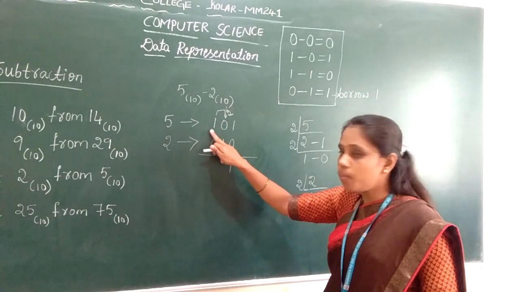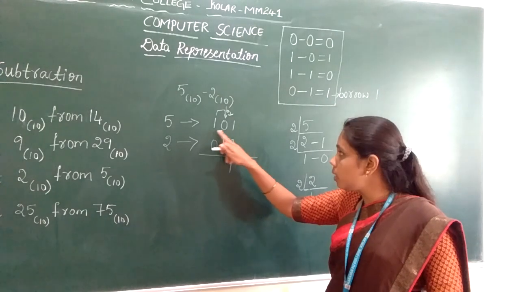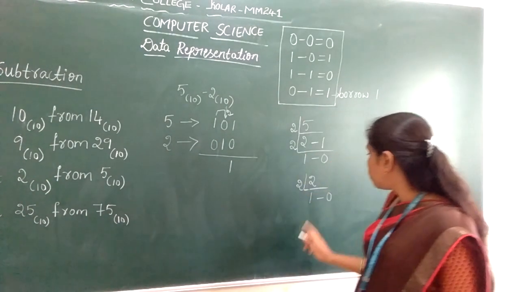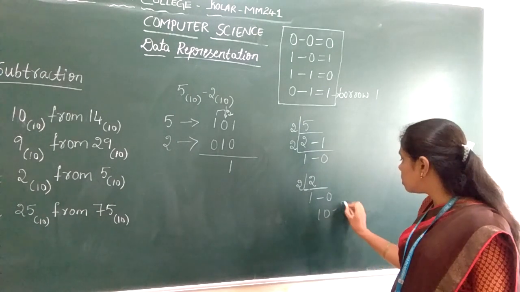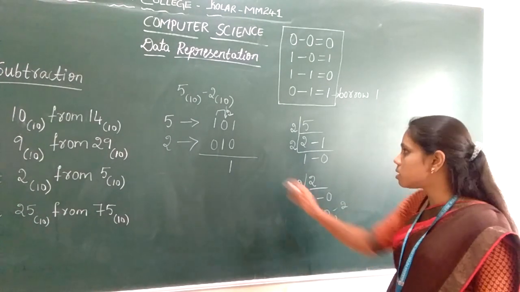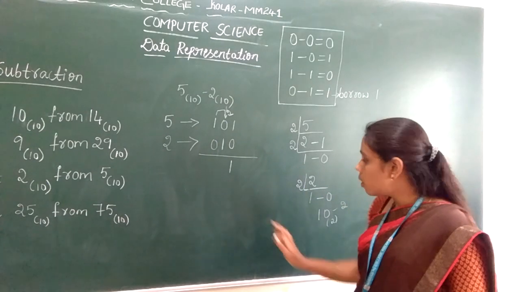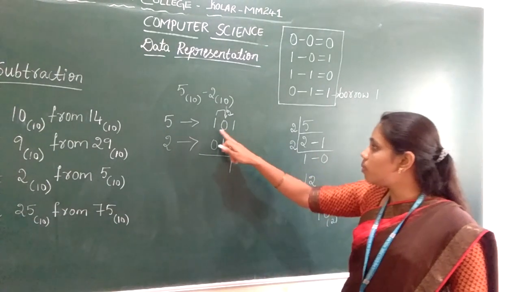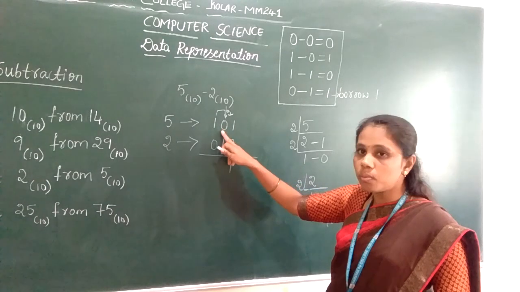Because 1 0 in binary format is equivalent to 2. So we have seen 1 0, this is in binary format. This is not ten, this is 1 0. 1 0 is the binary equivalent value for 2. So when we borrow 1, it will become 2.